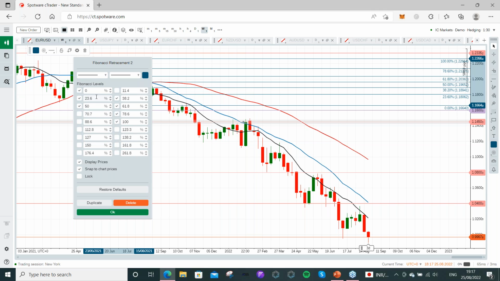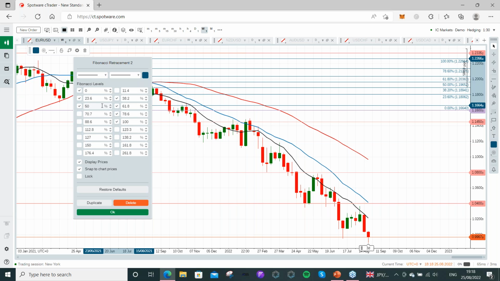But the important Fibonacci levels, obviously we have the 0 and the 100 to show us where the Fibonacci is starting and finishing. At 23.6, 38.2, 61.8, those I would say, in fact 38.2 and 61.8 are the most important levels for me. We also have 23.6 and 78.6, also Fibonacci levels. And people very often have the 50% level on as well.